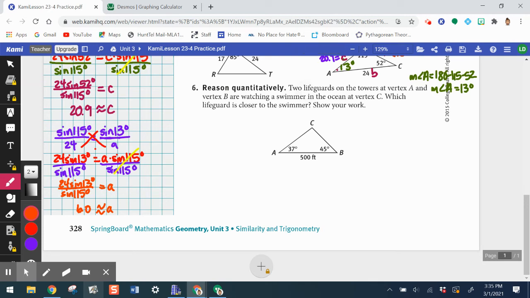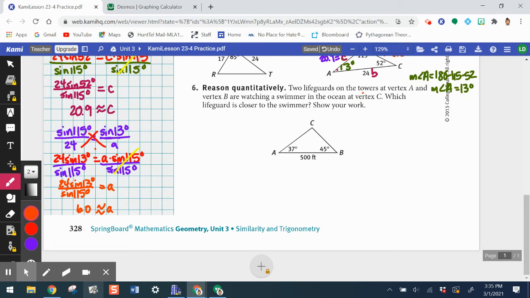Two lifeguards on the towers at vertex A and vertex B are watching a swimmer in the ocean. There's a swimmer here at vertex C. Which lifeguard is closer to the swimmer? The reason I love this question is it doesn't say, hey, find the distance, but we should use context clues to understand that that is what we're doing.